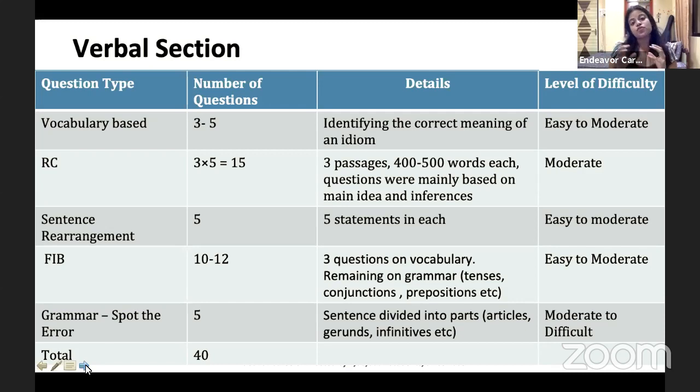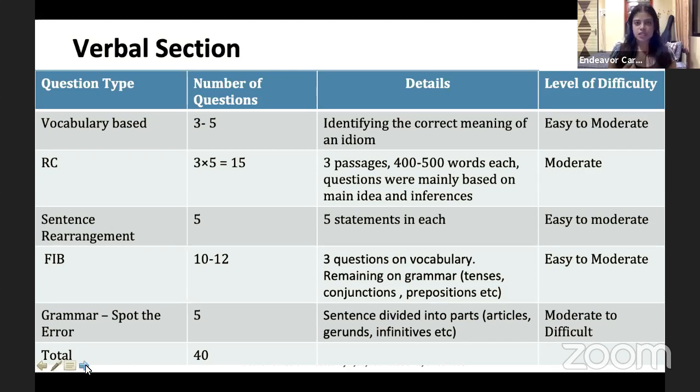But in terms of strategy, in terms of which part to attempt first and which part to leave for the end, I would suggest that you start with the easier ones. Now you know that vocabulary and parajumbles, FIB, these are easier questions. So start with them first.